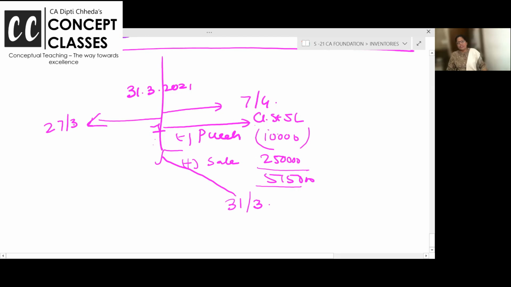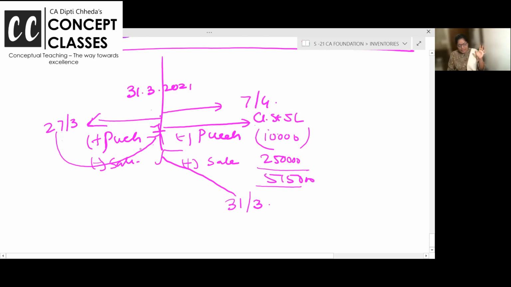Now come to this side. 27th March. If you take the stock on 27th March, whatever is the purchase till 31st of March, you should add. 27th March stock was 8 lakhs, but 10,000 more you purchased. So your journey is from 27 to 31st. So add the purchases made from 27 to 31st and minus the sales. From 27 to 31st, whatever sales you have made, that you deduct.